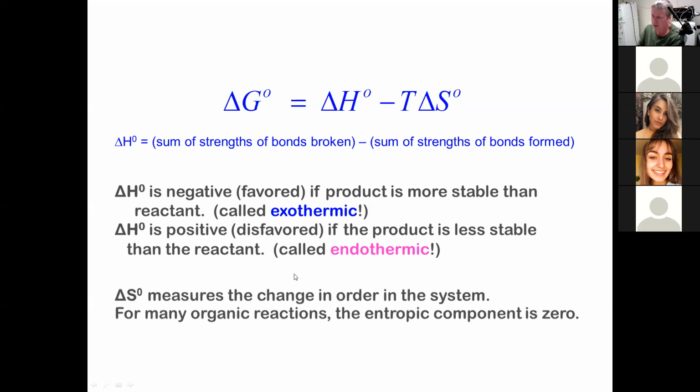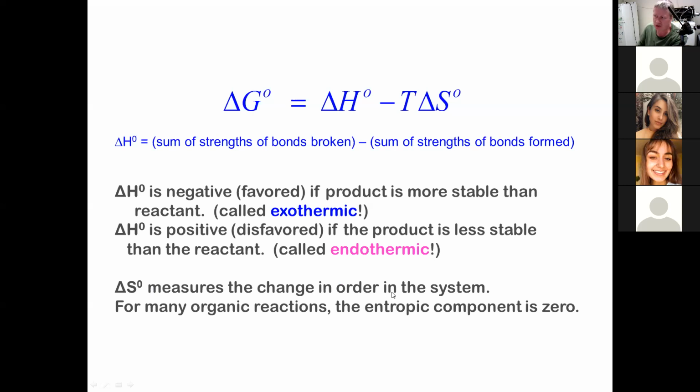Okay, delta S measures the change in order in the system. For many organic reactions, it's zero. If A goes to B, it's zero. When do we actually see a positive entropy?